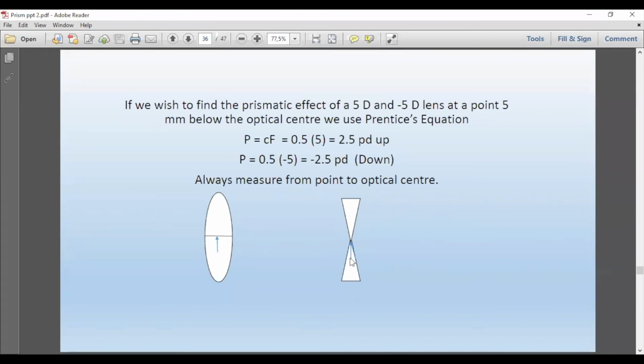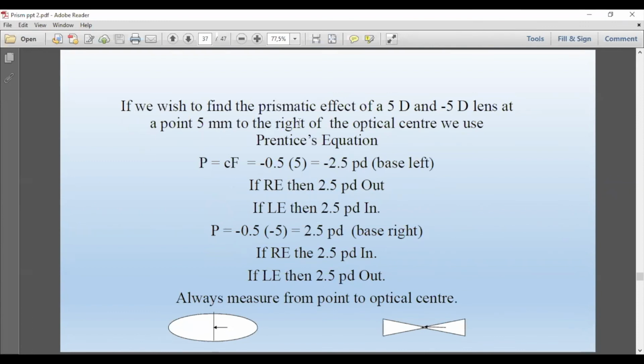If I'm looking at that point where I'm pointing there now, where's the base relative to that point? It is base down. So if you want to follow signs or if you want to draw pictures, either way, whichever way you prefer.